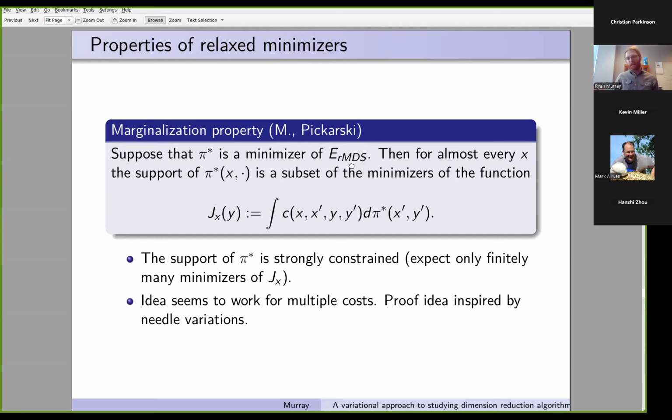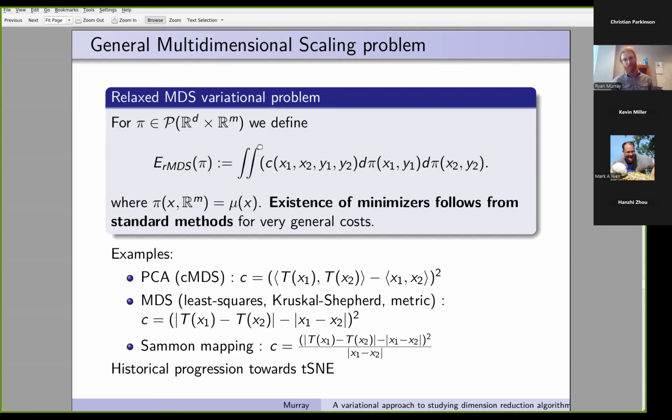Once you've shown that minimizers exist, the first thing you do in any optimization problem is ask, what are the necessary conditions? In this context, for our relaxed multidimensional scaling problem, there's a very nice necessary condition that tells you a lot more. It's helpful to go back and forth between slides for a second here. This relaxed MDS energy has two integrals and two d pi's, so it's quadratic in pi.